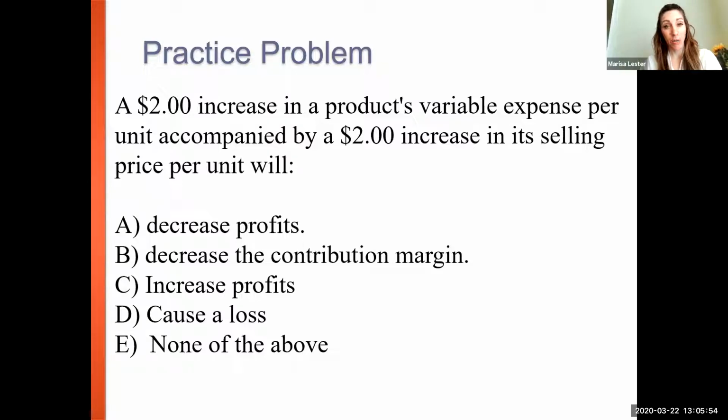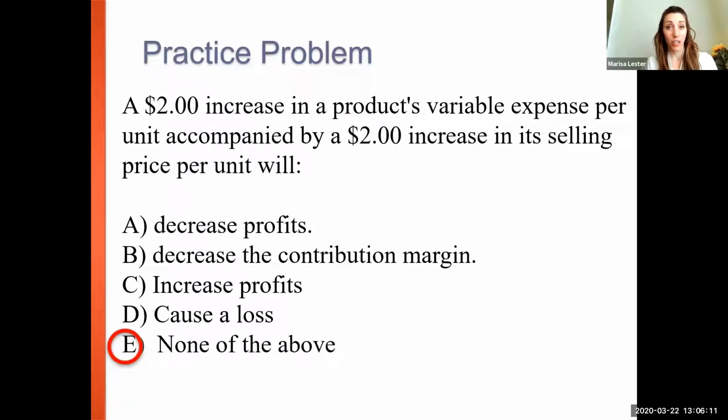Now if I increase my sales price to 12, and then I increase my variable expense per unit to 7, I'm still making $5, right? So if I'm incrementally increasing both at the same rate, this $2, then nothing is going to happen. Nothing will really change, all right? Unless I'm looking to change the quantity of units sold, this will not decrease profits. It will not decrease my contribution margin. That stays at 5. It will not increase profits because my CM is staying the same. It will not cause a loss, again, if we're only looking at those two variables and not at quantities.